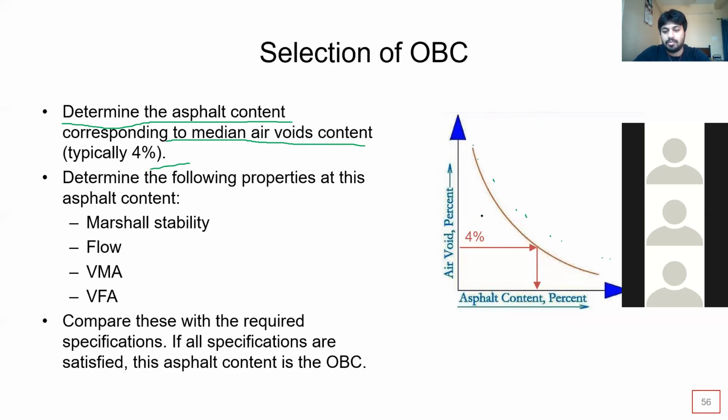Suppose the air void was 7% at 4.5%, 4.5% at 6%, 4.2% at 5%, then 3.9% at 5.5%. So you need to find the air void percentage of 4% and the corresponding asphalt content. Say you got 5.3%, just assume 5.3% you have got.